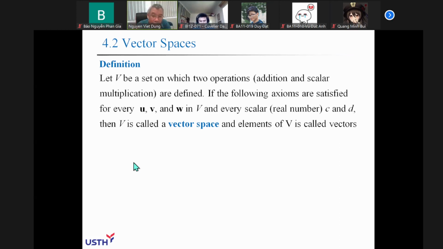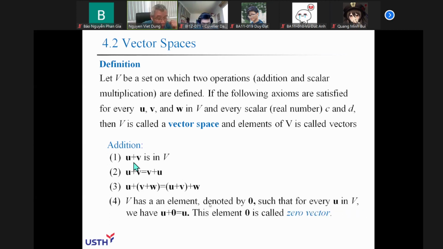Okay, so what are the axioms? What are the properties? They are exactly the same 10 properties as before. First, 5 properties for addition, because here the first operation I call the addition. We require that U plus V, meaning the addition of U and V, must be in V, must be another element inside V. Property number 2 is commutativity: U plus V equals V plus U. Number 3 is associativity, tính kết hợp.